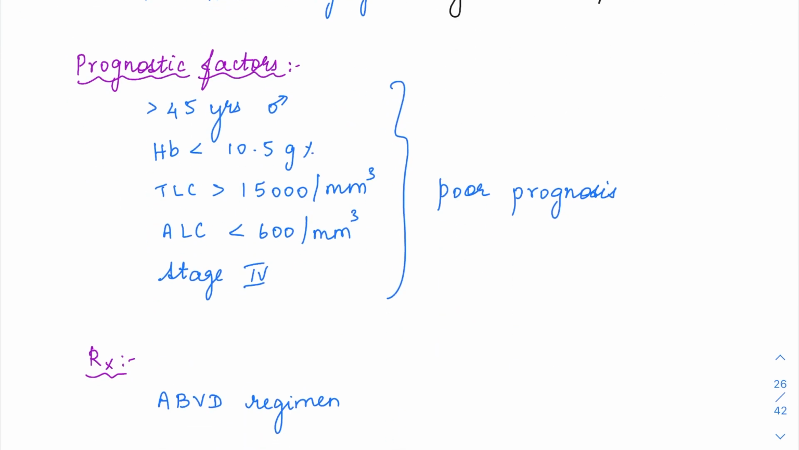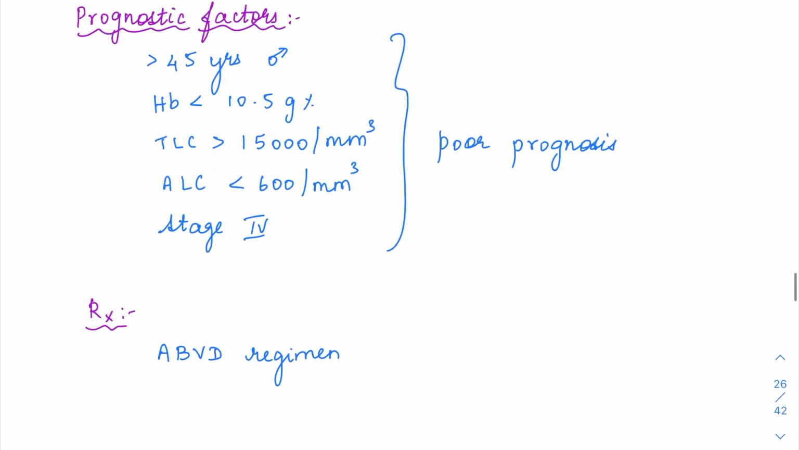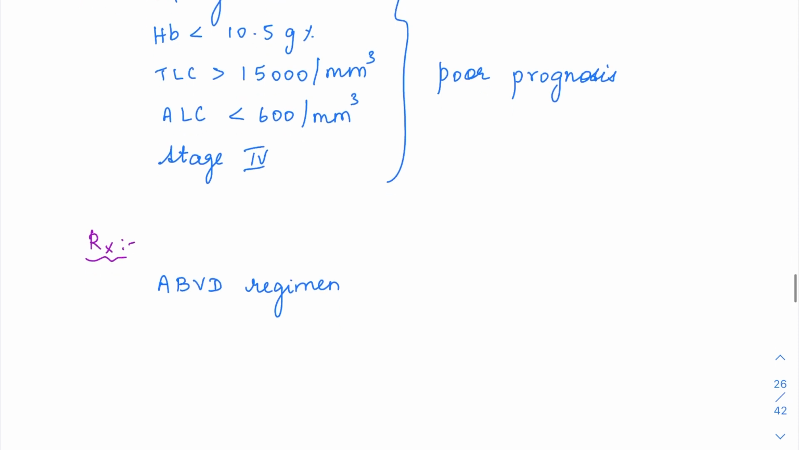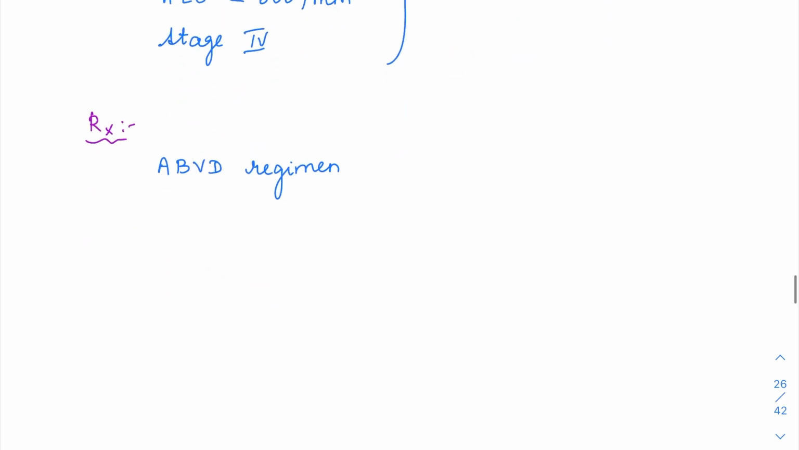So coming to the prognostic factors in Hodgkin's lymphoma: elderly age group, like more than 45 years of age, male sex, then hemoglobin, anemia less than 10.5, then TLC more than 15,000, and absolute lymphocyte count less than 600, that is lymphocyte depleted. And then stage 4 disease, Ann Arbor stage 4 or Lugano stage 4. All of this is going to represent poor prognosis in Hodgkin's lymphoma.